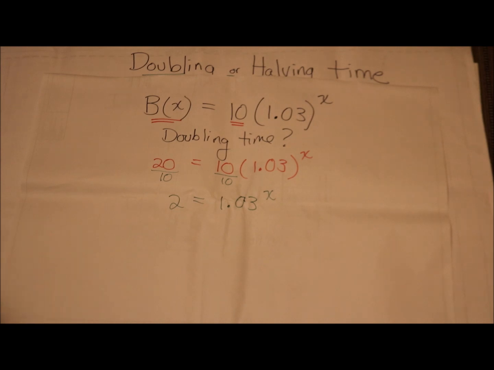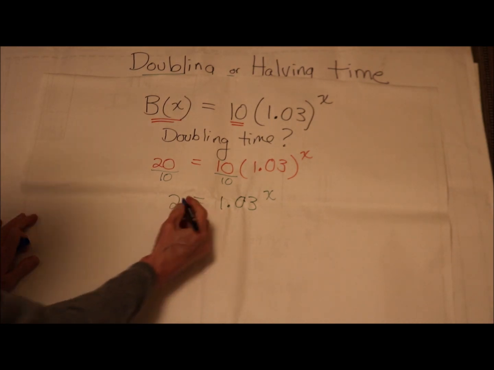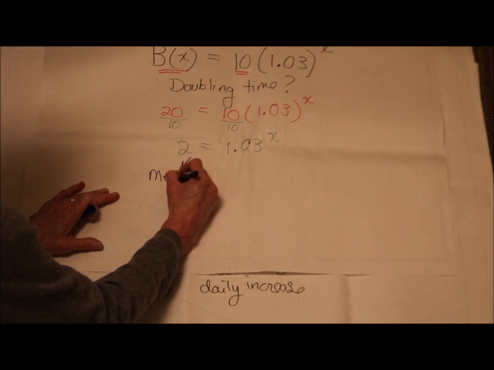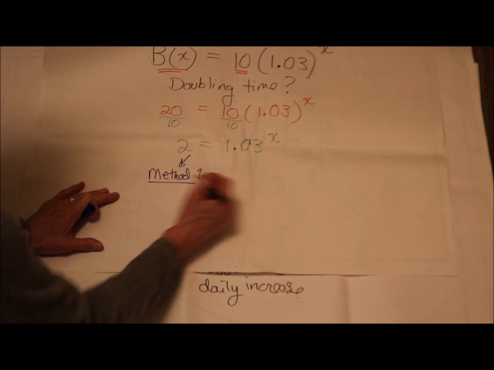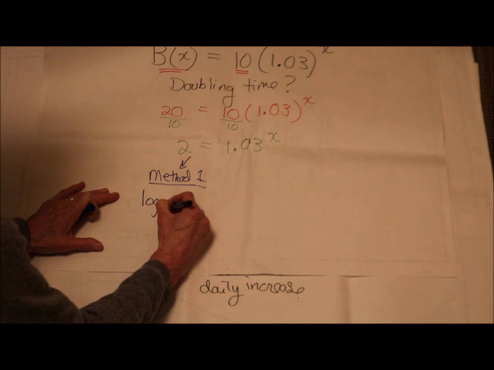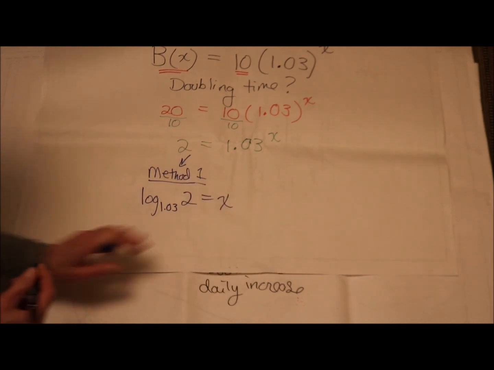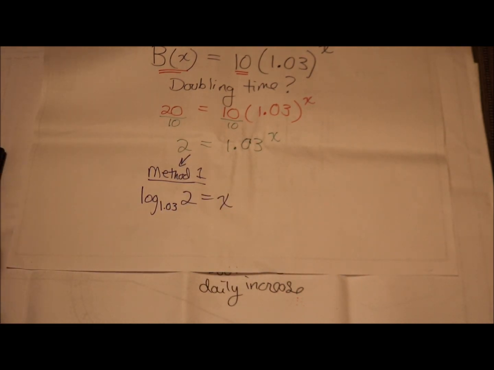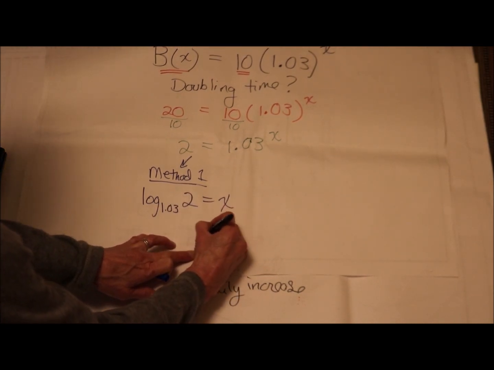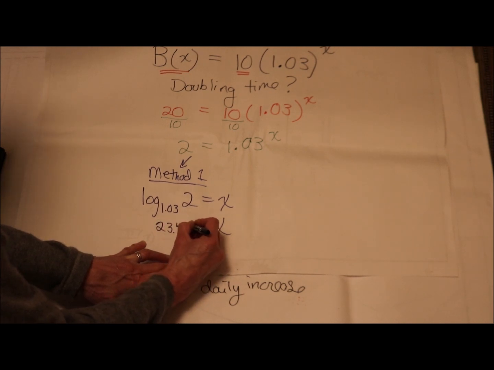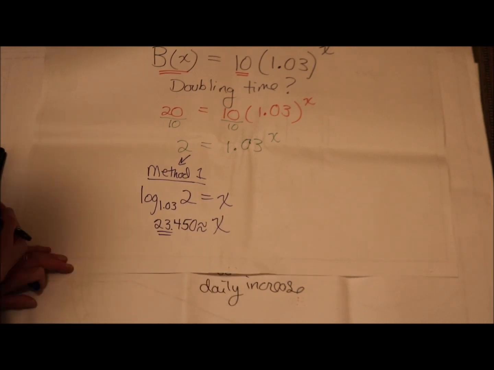Now, 2 different ways to solve this. I think many of you solve this by just rewriting it. We'll call that method 1. Just rewrite this in log form. So that's log base 1.03 of 2 equals x, right? And you can put that in your calculator. And you are going to get, drum roll please, x is about 23.44450, let's say.